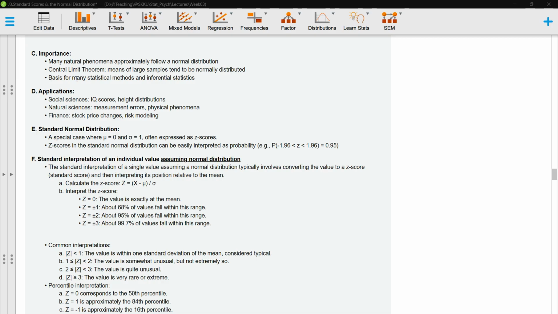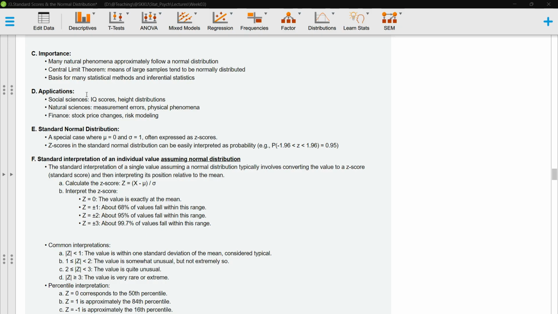And the normal distribution is the basis for many statistical methods and inferential statistics. Because inferential statistics involves the calculation of probability, and one of the easiest ways to calculate the probability is using the normal distribution in statistics.